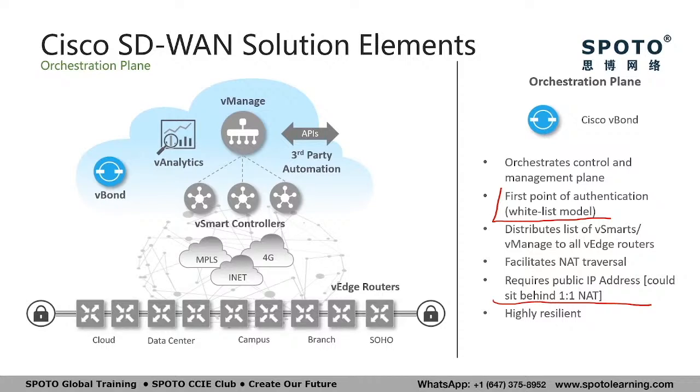When you are trying to download vBond from the Cisco website, you might not be able to find it because the vBond image is the same as vEdge. It is just a vEdge running the vBond feature. So just pay attention, it is a vEdge router image.